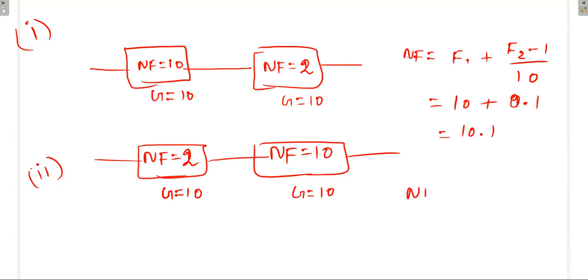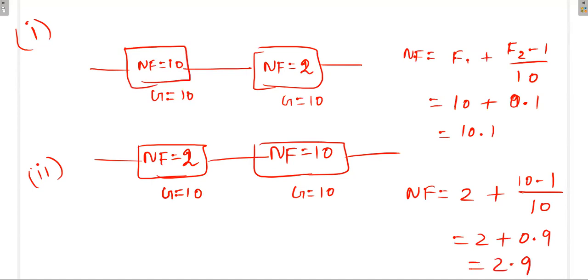Now what happens here? Here the second case, so 2 plus 10 minus 1 divided by 10, 2 plus 0.9, 2.9. So now in the first case, the overall noise figure is 10.1, whereas in the second case, the overall noise figure is 2.9. So we know already that if the noise figure is very, very low, then that particular system is a good system. So this combination is good. As compared to the case 1, the second case is good because it is having overall noise figure of very less value, that is 2.9.